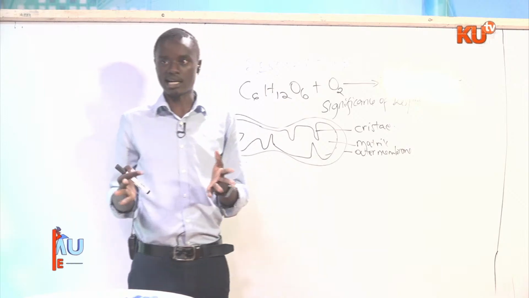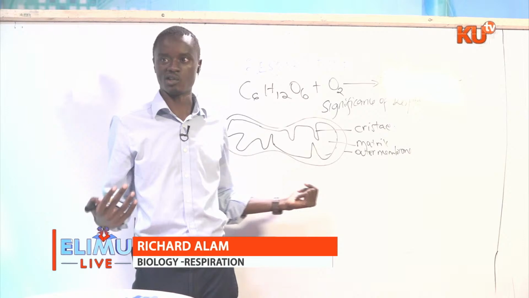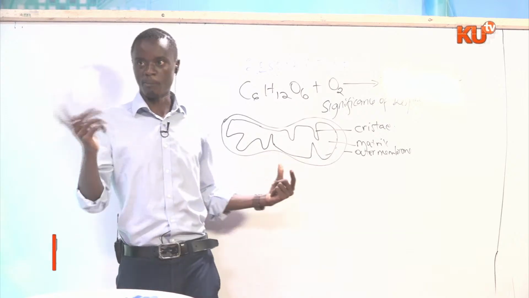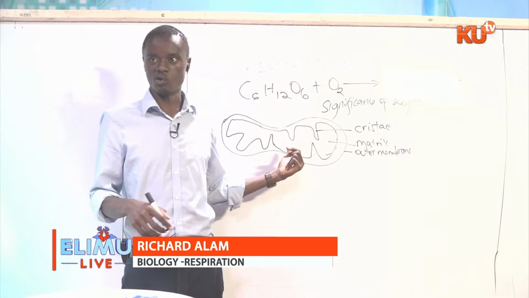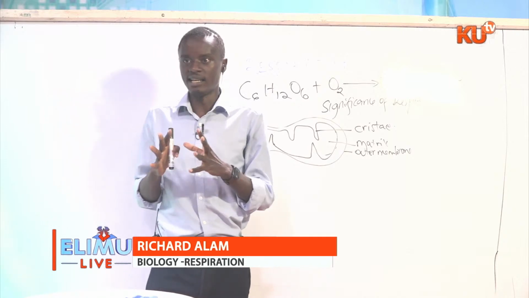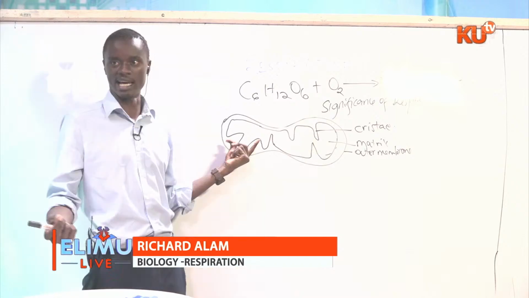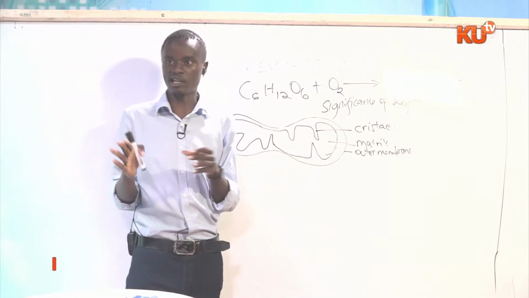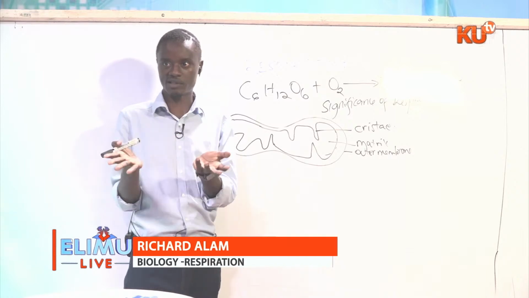But we need to understand the specialization of this organelle and the adaptations. What makes it suitable to carry out this function? Now, we have two major adaptations of mitochondrion to its function. The first adaptation is that the inner membrane, as you can see, is highly folded into cristae to increase the surface area for attachment of respiratory enzymes.